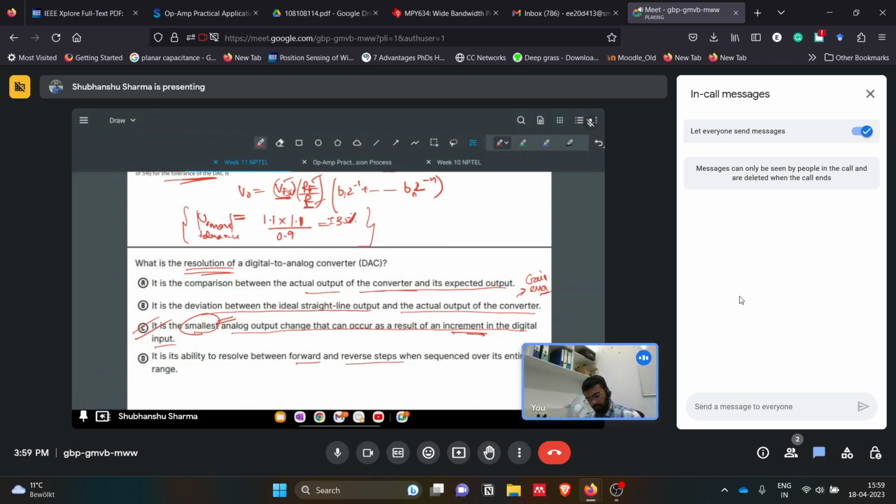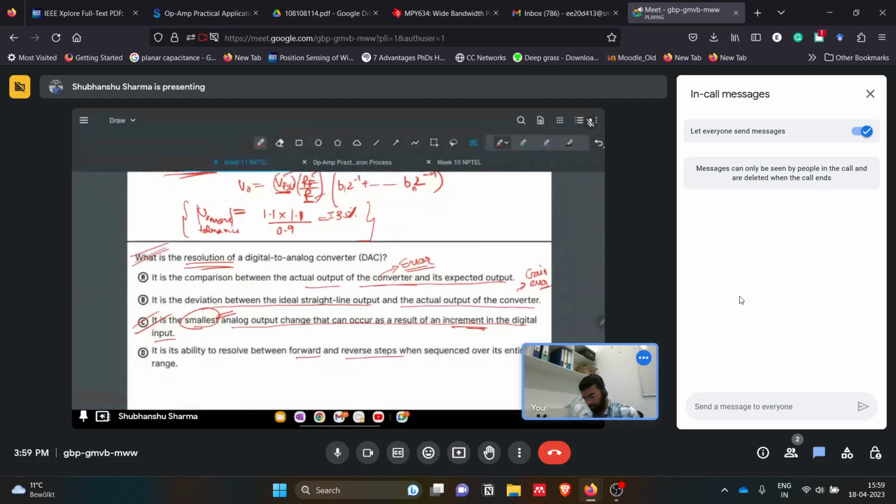It is a measurement between the output and output. No, this is quantization error, or we can say sampling error. Yeah, so this is fine. Next question.